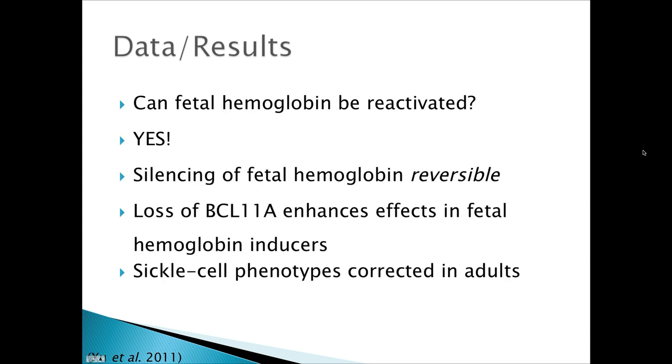BCL11A was inactivated in different strains of adult mice, and as a result, fetal hemoglobin was reactivated. Sickle cell phenotypes were then corrected. Therefore, silencing of fetal hemoglobin is said to be reversible.